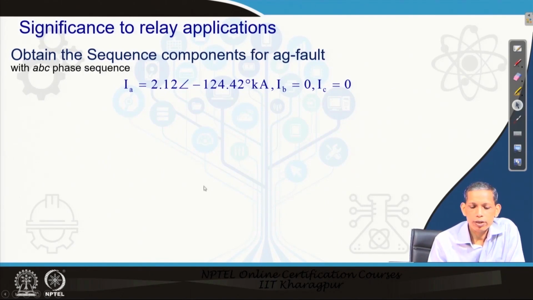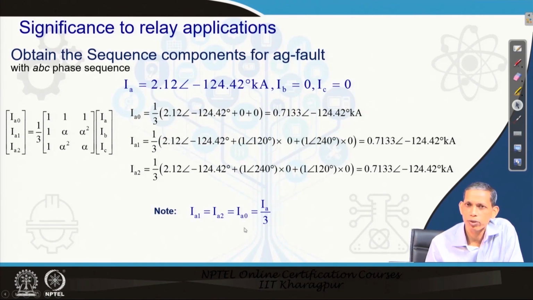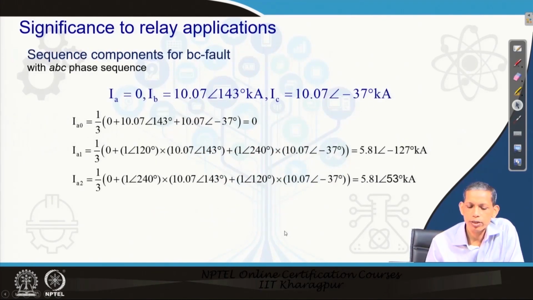Now, for a case like line to ground fault, only phase A is involved with the fault. IA is there, IB and IC are 0, and by analyzing this you get that IA0, IB0, IC0 all have the same magnitude and angle. So, the relation is I1 equals I2 equals I0, and they become I by 3.